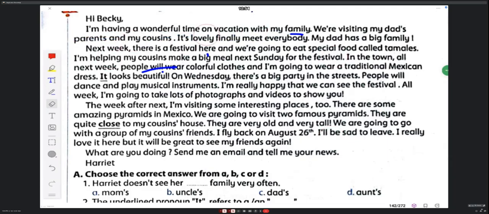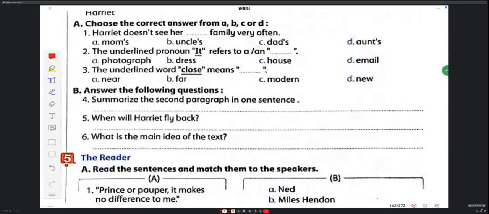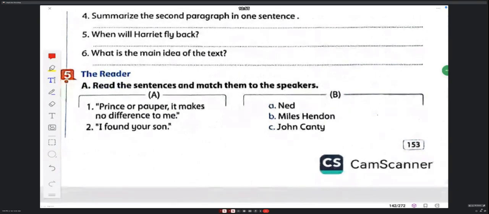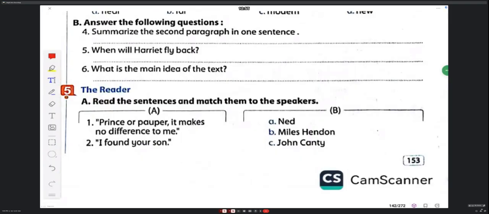We can use different kinds of phrases in a way. Reader, Prince, so Papa, it makes no difference to me. Miles Hendon, bravo, to Edward. Okay, number two, I found your son. John Canty.